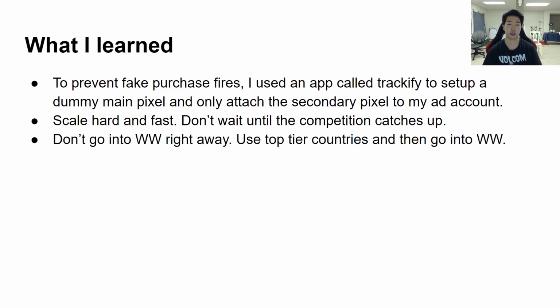And also another thing is you don't want to go into worldwide targeting right away. Try to use top tier countries and then go into worldwide. I made a big mistake of targeting worldwide countries at the start for this store, and what that did was kind of ruin my pixel data because it drove a lot of people from very cheap countries into my store who did not convert. By giving my pixel a lot of low quality data and traffic, I wasn't able to get to cheap purchases quicker because Facebook was not able to find high value customers quicker. So I'd say go with top tier countries and then switch over to worldwide once your Facebook pixel has enough data.